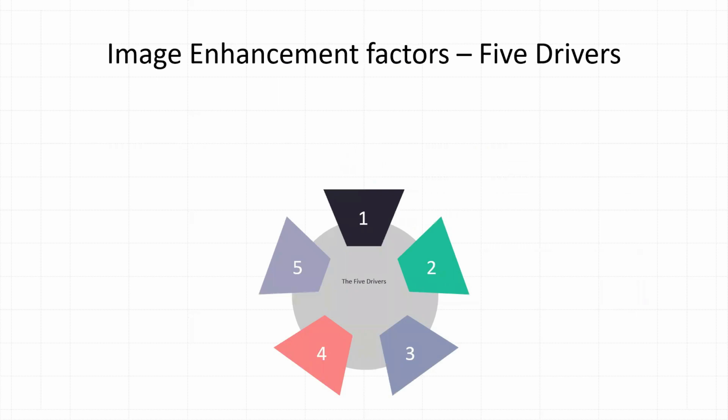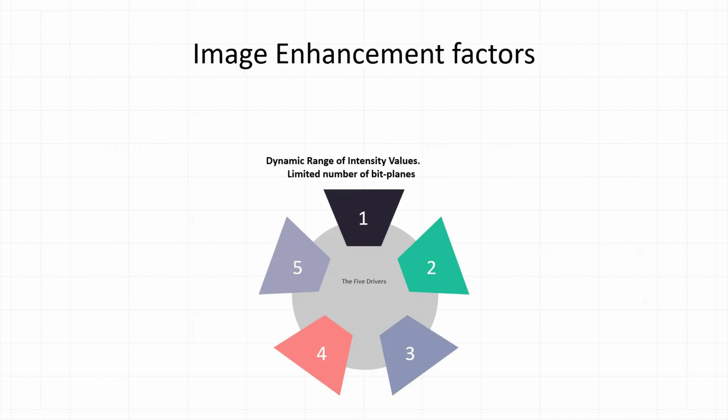Next, what are the 5 drivers of image enhancement? Meaning, what are the main image enhancement factors, which are called the 5 drivers. Very first one, dynamic range of intensity values, limited number of bit planes. Intensity values here, we know from our basic television knowledge while looking at an image or video, how the brightness, contrast, and all those things change with respect to the intensity. And what are the required values for it?